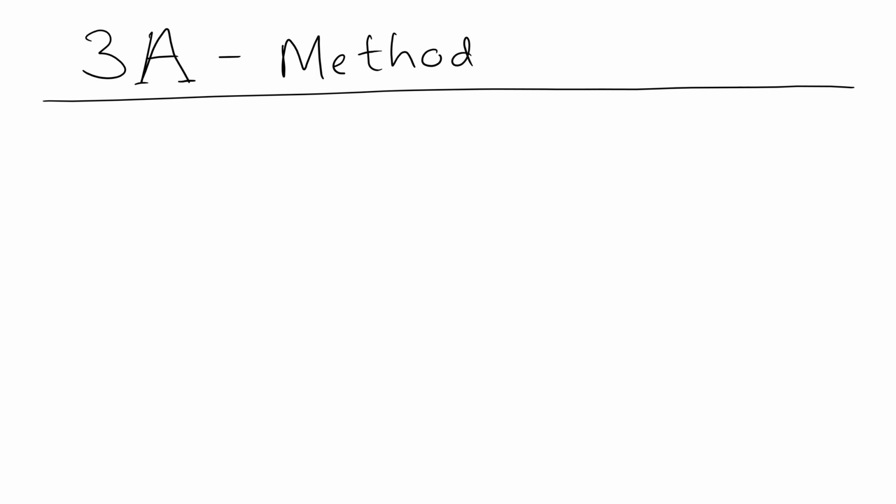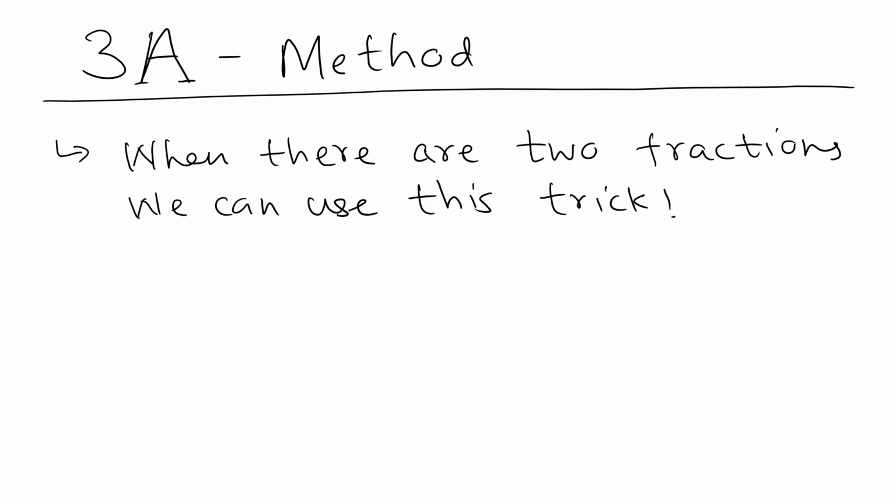There's a nice algebra trick that can save you a lot of time when simplifying certain algebraic expressions. We're going to call this the 3A method. 3A means 3 arrow method. When there are two fractions, normally without common denominators, we can use this argument. Let's see how it works.